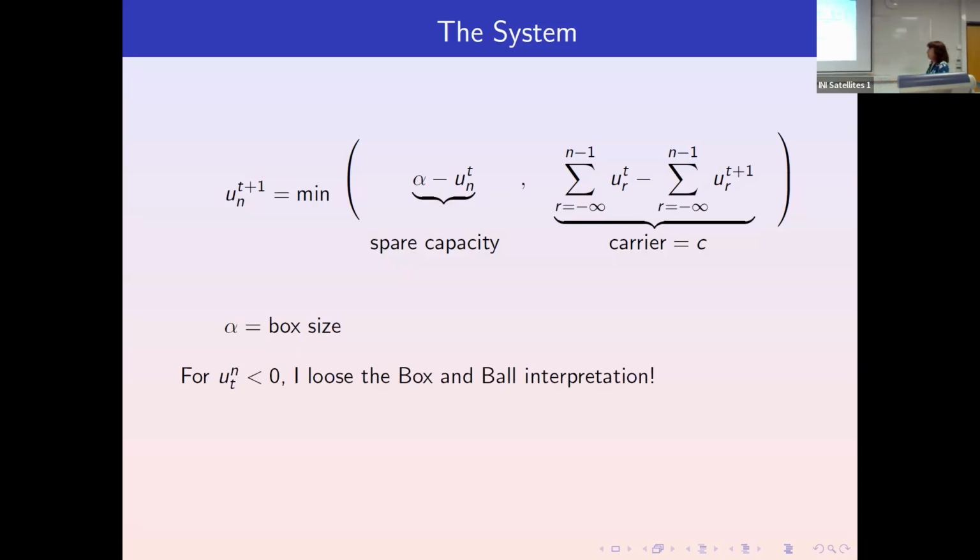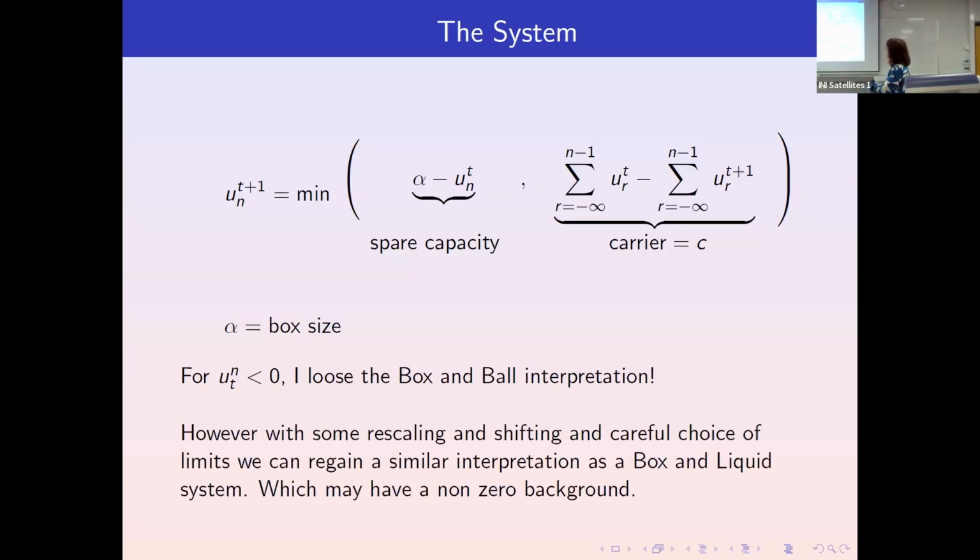You can actually do this with u less than 0, and then you really do lose your box and ball interpretation, but you can do some rescaling. You can move everything up and have a sort of background material, so you can reinterpret things in a slightly different way and get slightly different box and ball structures appearing. Okay, so I say I'm interested in values that are not just 0 or 1.